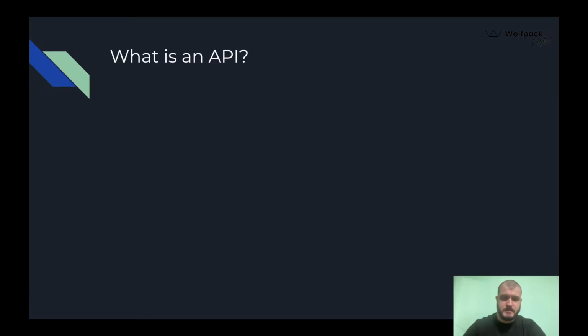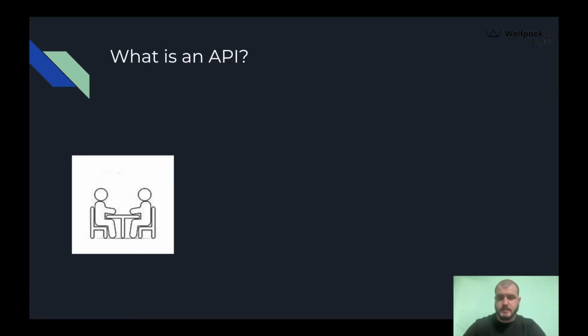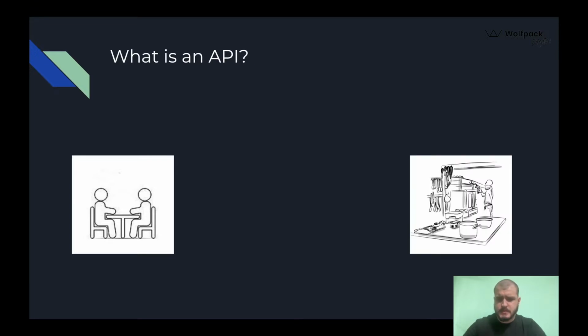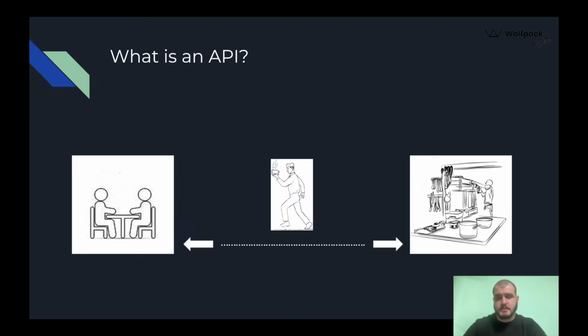Let's say you are at a restaurant wanting to order some food. The food is prepared in the kitchen. But how does the communication go through between you and the kitchen? This is done by the waiter. The waiter comes to you, takes your order, goes back to the kitchen, tells the chef how to prepare, and so on and so forth. Basically, the waiter is our API here.